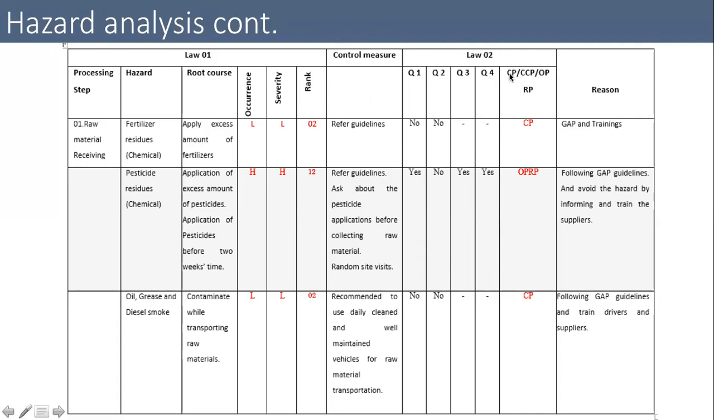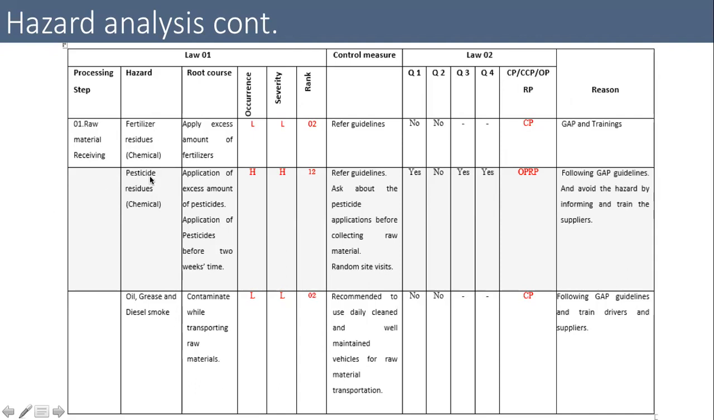It's a control point. It means we can control it. Refer guidelines, control measure. Refer guidelines means we have standards, and in those standards, they have limits, right? And questions. Can you remember the 4 questions? Question 1, the answer is no. Question 2, the answer is no. As a result of that, it is a CP, control point. Reason: gap, and trainings, right?